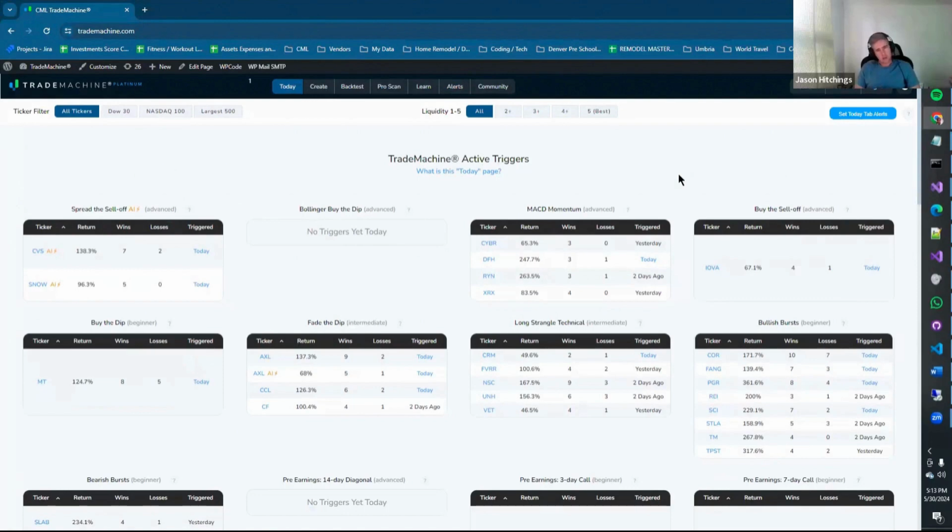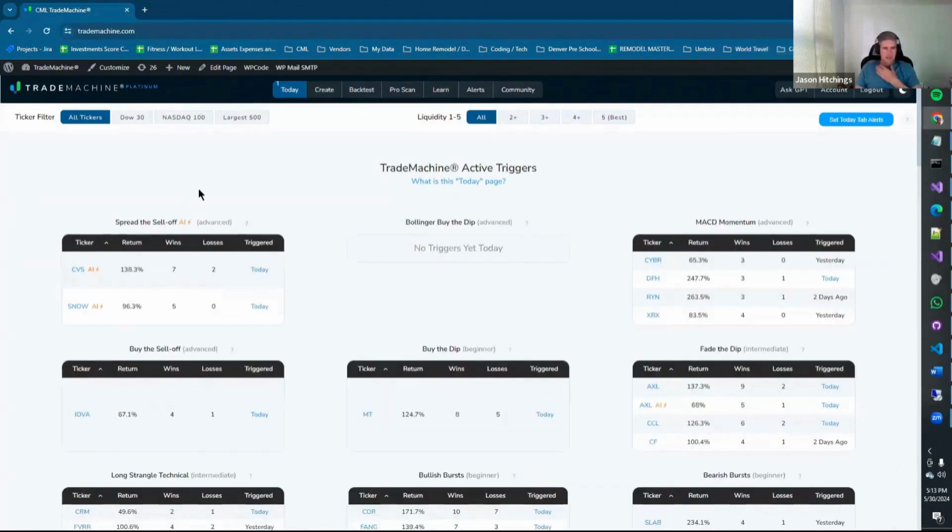So when you log into TradeMachine, this is what you see, and I'll zoom in a little bit here. Each one of these is a separately back-tested strategy that uses a different combination of earnings events, of technical conditions, and of the actual options that you're trading.